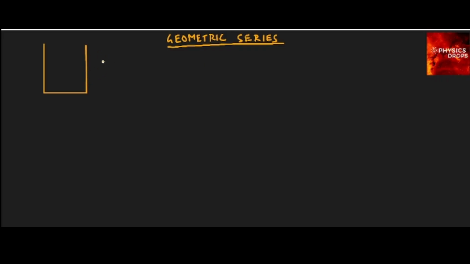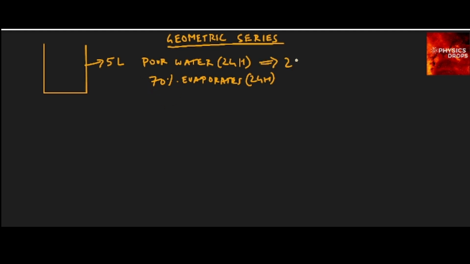This is something based on geometric series. Let's say we have a container as shown here with a 5-liter capacity, and every day, every 24 hours, I pour in water, and each day 70% evaporates after 24 hours. So again, the next day, the amount poured in is 2 liters, let's say.